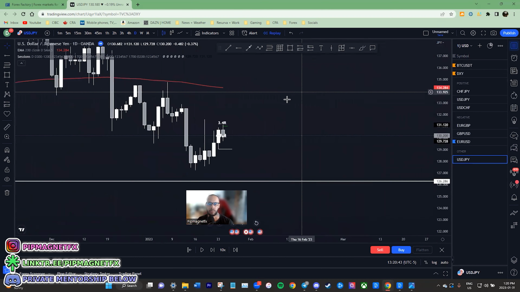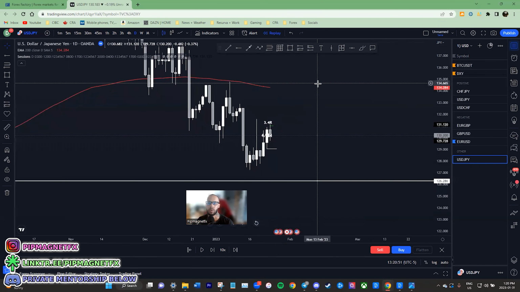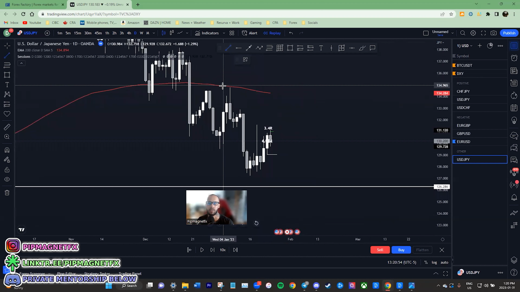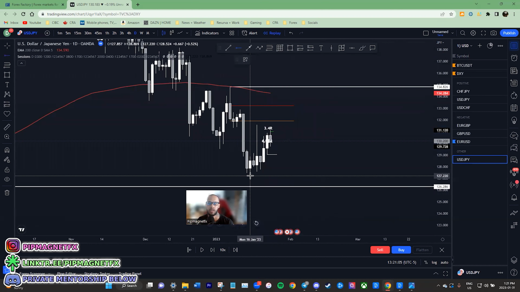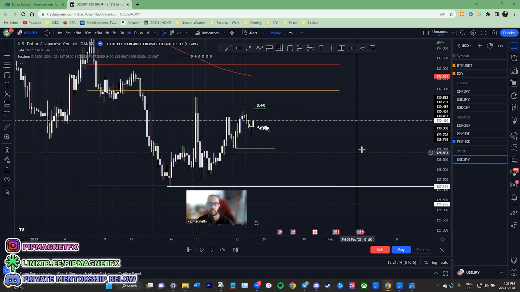Zooming in on the daily, we can mark out some of our structural points. Just ignore these markups. These are just some of the entries that we took; I wanted to make note of them. So what we did was mark out our overall daily range using our Fibonacci. We can take this high to this low and plot it like that. If you want, you can also use a horizontal ray just to make note of where you are in the range. And then we drop down to the 4-hour time frame as we continue our top-down analysis.